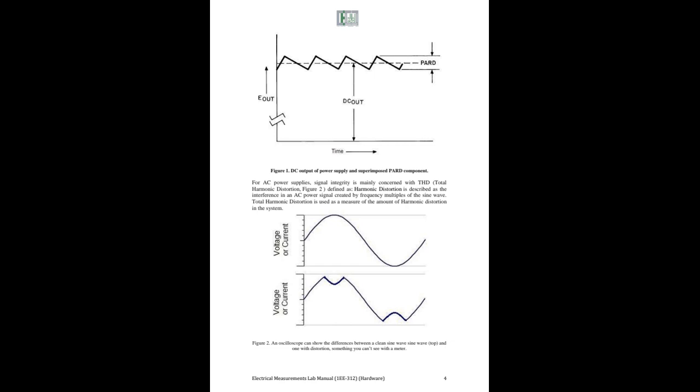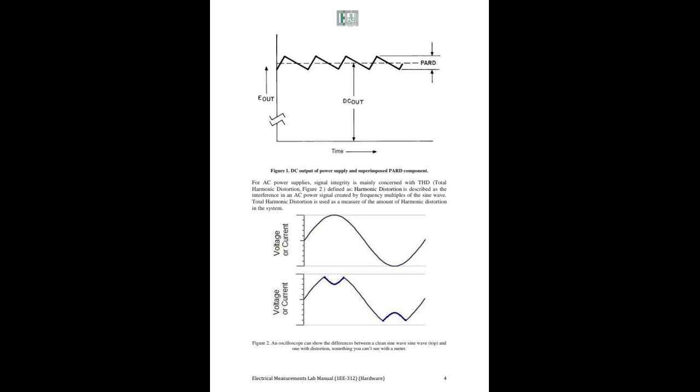So this is a DC signal imposed with the AC signal. This is periodic and random deviation. For AC supplies, signal integrity is mainly concerned with the THD. THD means total harmonic distortion. So how an AC power supply is defined, whether it is good or bad, it is mainly concerned with the percentage of the THD, total harmonic distortion.